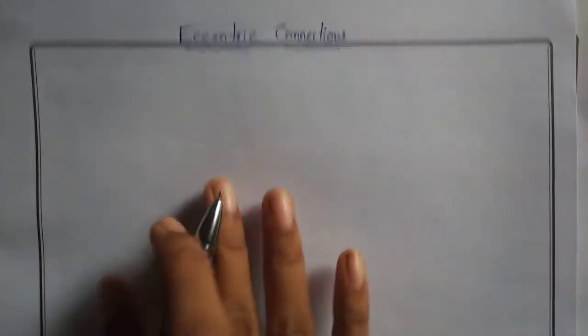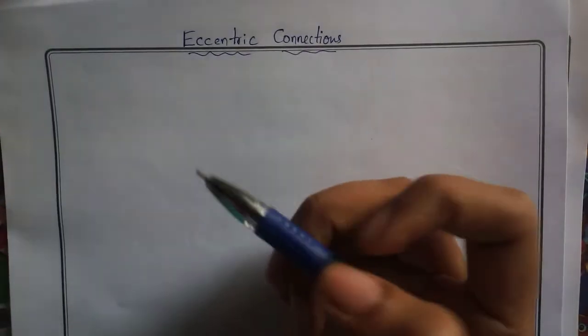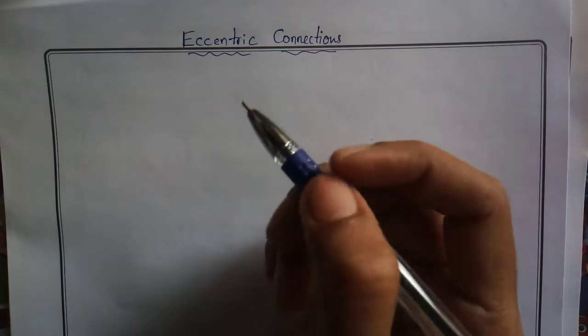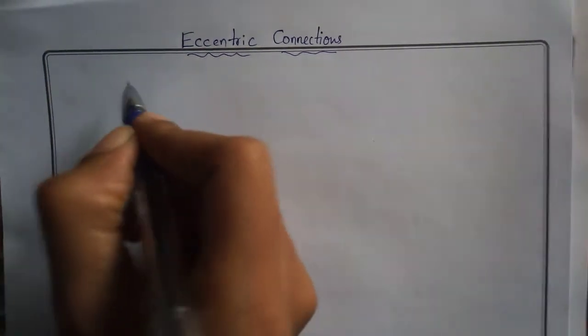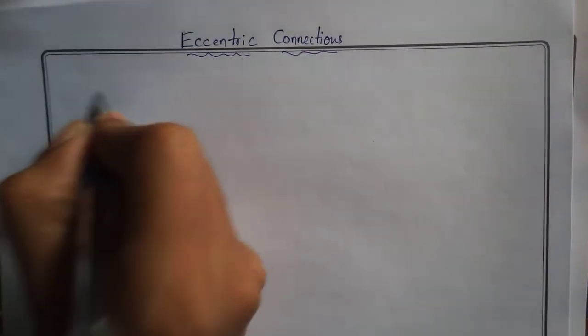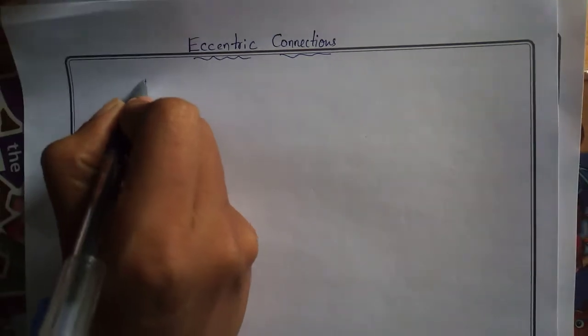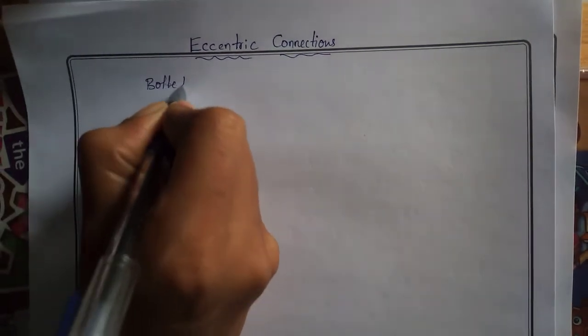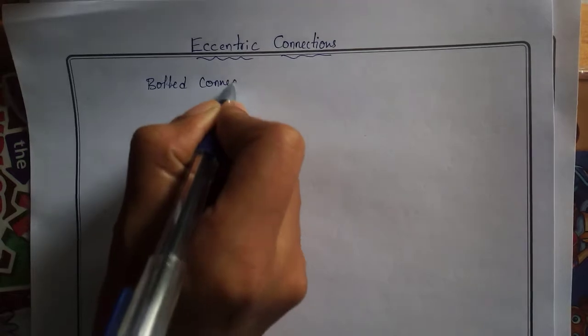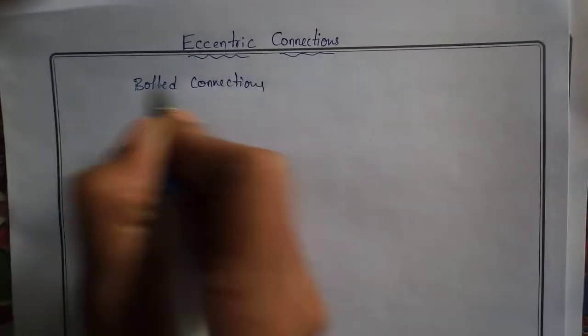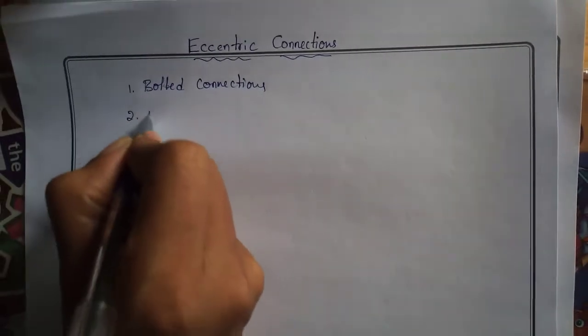Yeah, good morning, students. So, the next topic is about eccentric connections. In these eccentric connections, there will be two types again, bolted connections and welded connections.